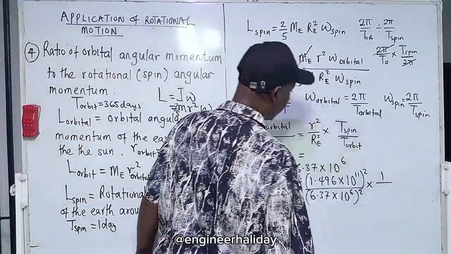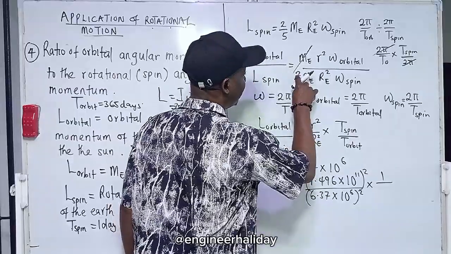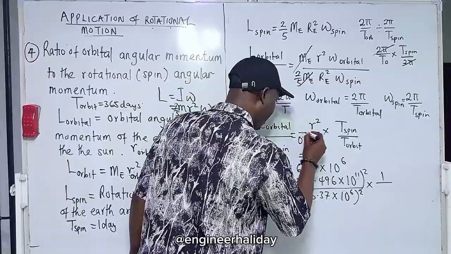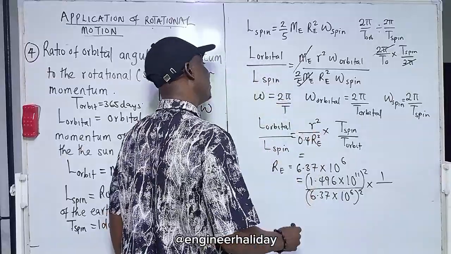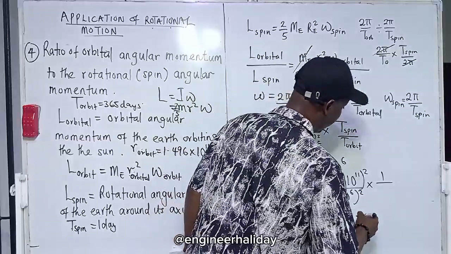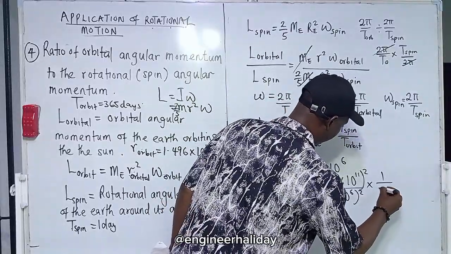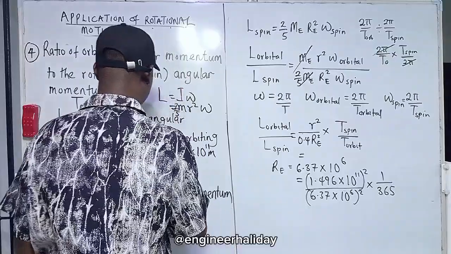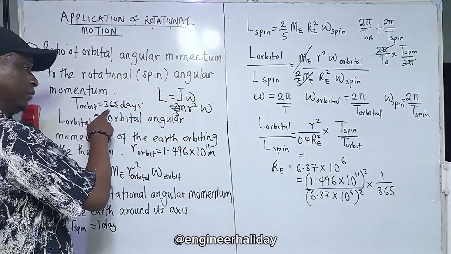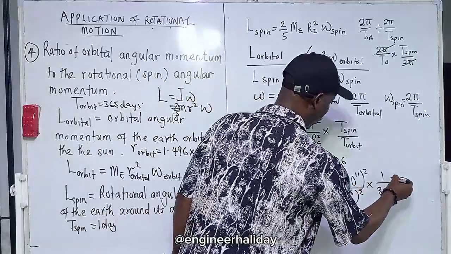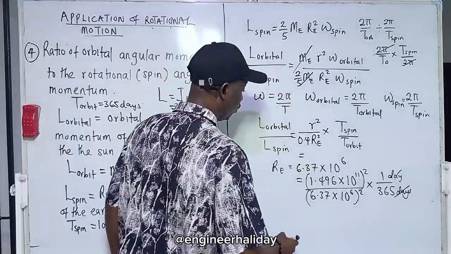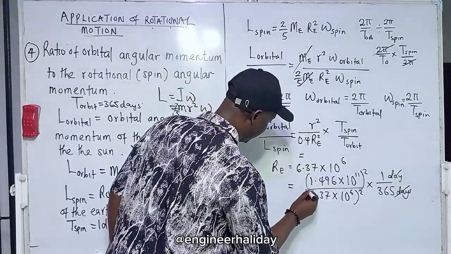And don't forget there is 2/5 here. Don't make that mistake. 2/5 is the same thing as 0.4. Let me put it down. 0.4. That means the factor of 2/5 from the moment of inertia of the earth. So that means 365 is the what? The period of orbiting of the earth around the sun, in days. You don't need to convert it to seconds because they will cancel out at the end of the day.